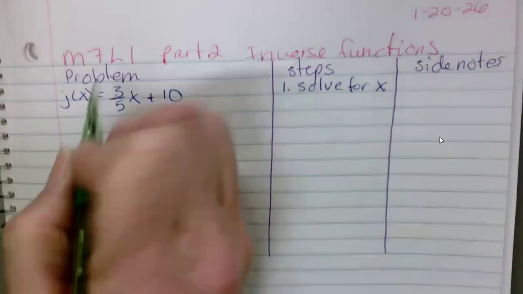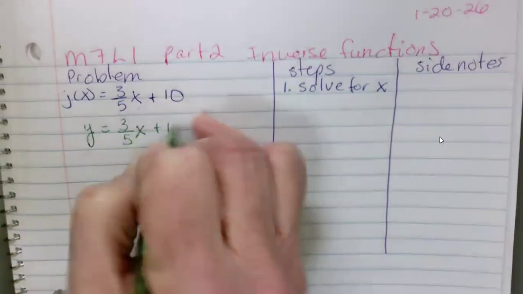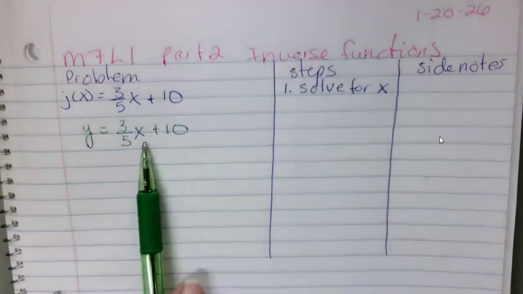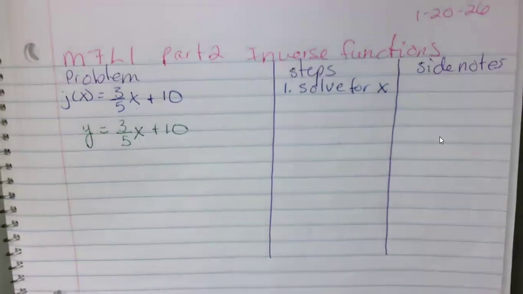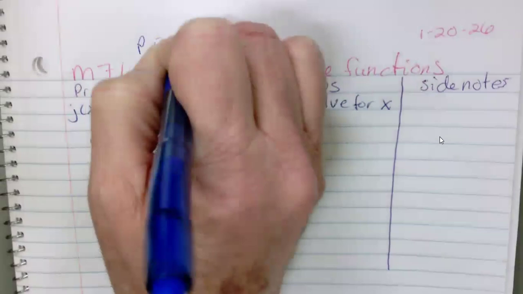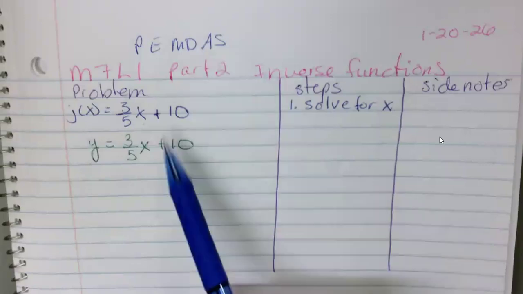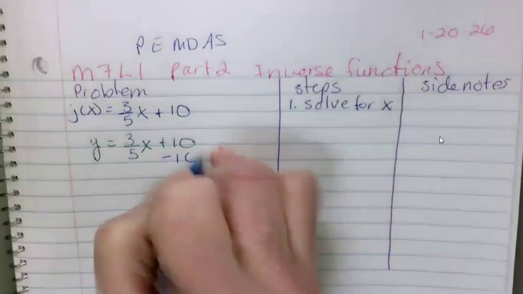So let's start by making it look a little simpler by calling our function y. And then solving for x means I want to get x alone. Well, x is not alone at the moment. It has a 3/5 with it and a plus 10. So I'm going to use PEMDAS, our order of operations, in reverse order to get rid of things. In PEMDAS, adding and subtracting is usually the last thing we do. So here it's going to be the first thing we do because we're moving stuff away from the x. So I'm going to go minus 10 to both sides.